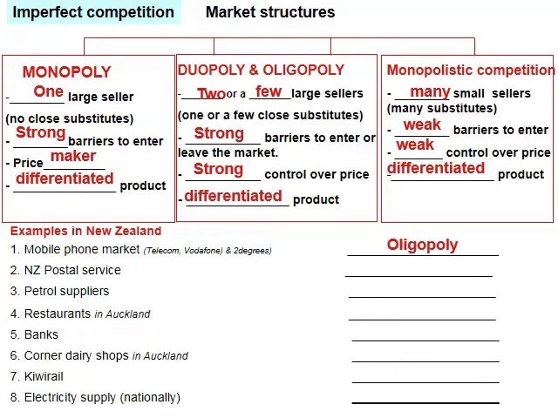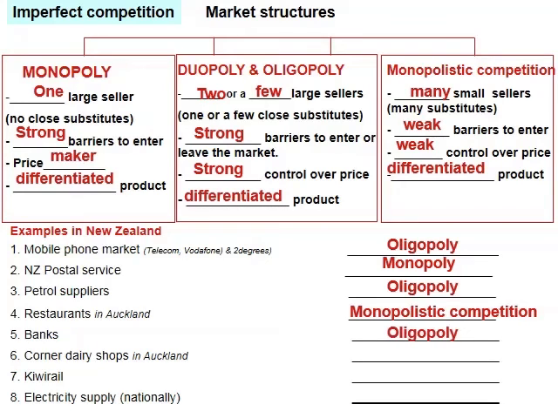So, mobile phones in New Zealand, you've got Telecom, Vodafone and 2 Degrees are the three big ones, basically oligopoly. New Zealand Postal Service is monopoly. Petrol suppliers, oligopoly. There are only a few brands of petrol being offered, and so you have a few big sellers. Restaurants, we've mentioned, monopolistic competition. How many Chinese restaurants in Auckland? No idea. Are they all the same? Certainly not. And of course, all the other different types of food offered in Auckland.